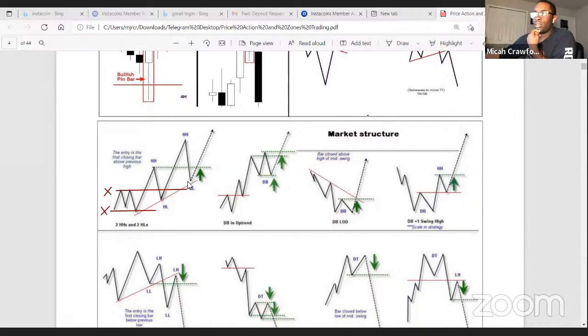Go back. So right there, would that be your entry? Yeah, that would have been your entry. So you got the push to a significant structure point. You got your pullback. You got the transition, and you got the entry.